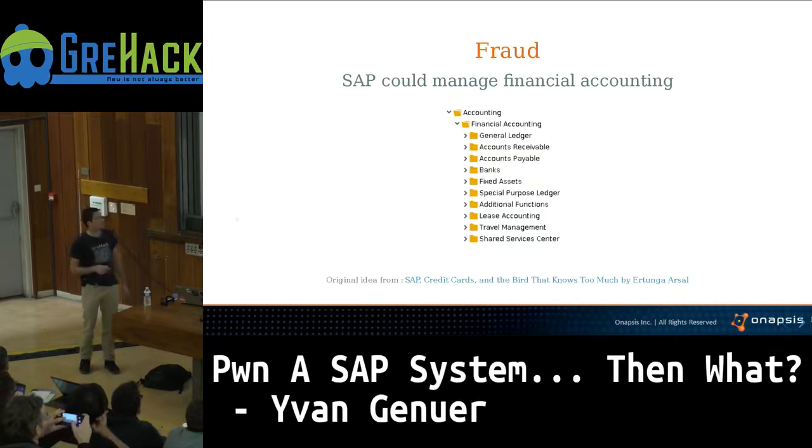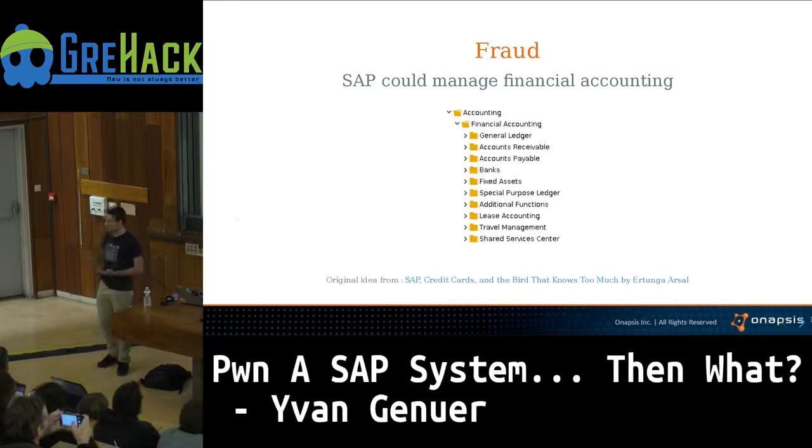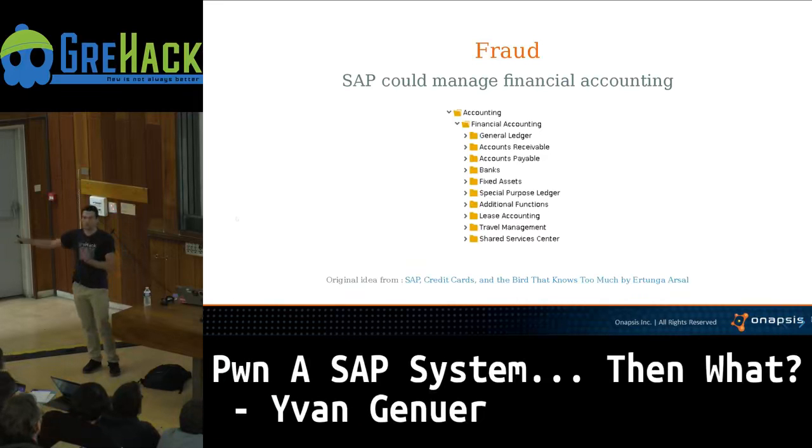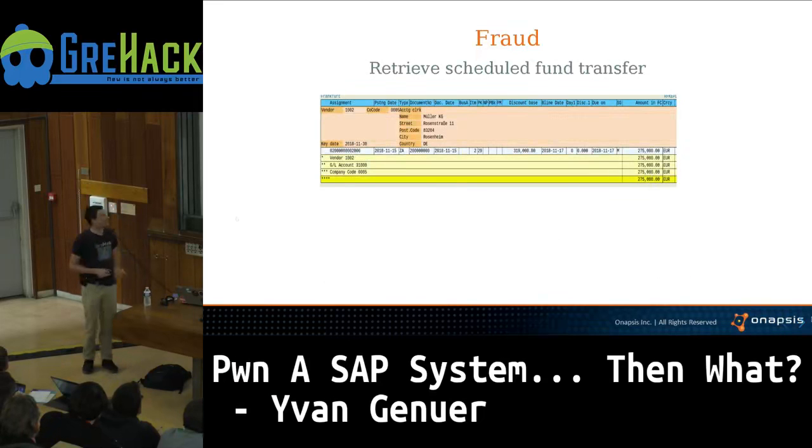So SAP can manage financial accounting. You can create a bank reference. You can create a lot of things with an SAP system. Basically, SAP can send money to a bank or retrieve money from another bank or something like that. Okay. In an SAP system, you can retrieve the whole schedule of the bank transfers.